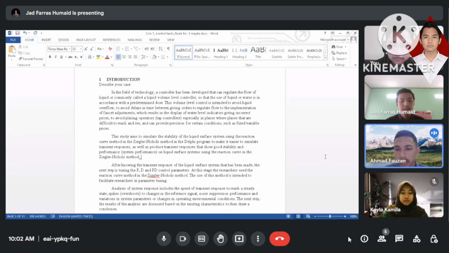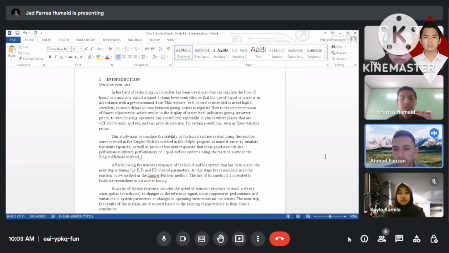To avoid delay between giving the order to regulate flow and the implementation, or false adjustment, which results in the water level indicator display giving an incorrect value. To avoid manual operation, especially in places that are difficult to reach and to see, and to provide precision for certain conditions such as fixed variable values.